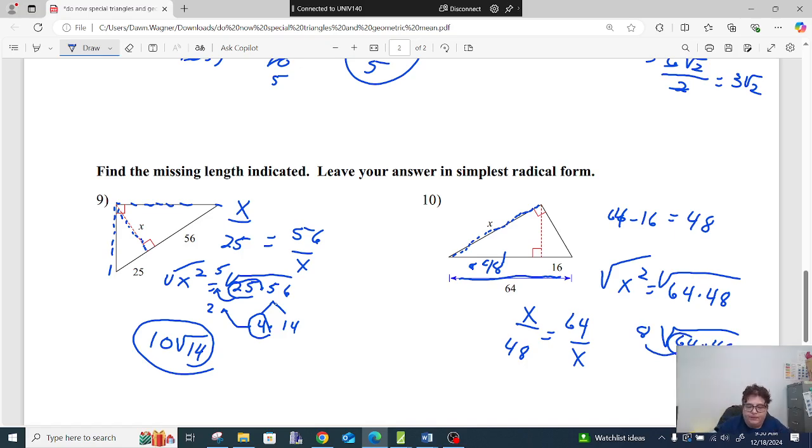What is the largest perfect square that can go into 48? 16 times 3. So what's the square root of 16? 4. So this comes out as a 4. What's 8 times 4? 32. Square root of 3. Right? 4 times 8 is 32, and I'm left with the square root of 3.